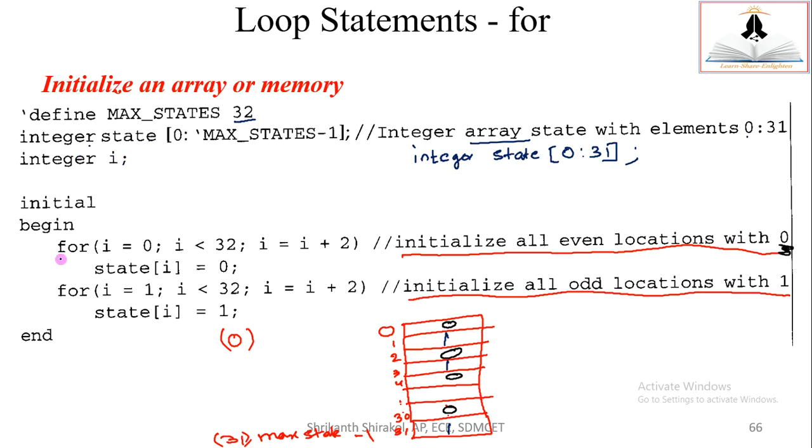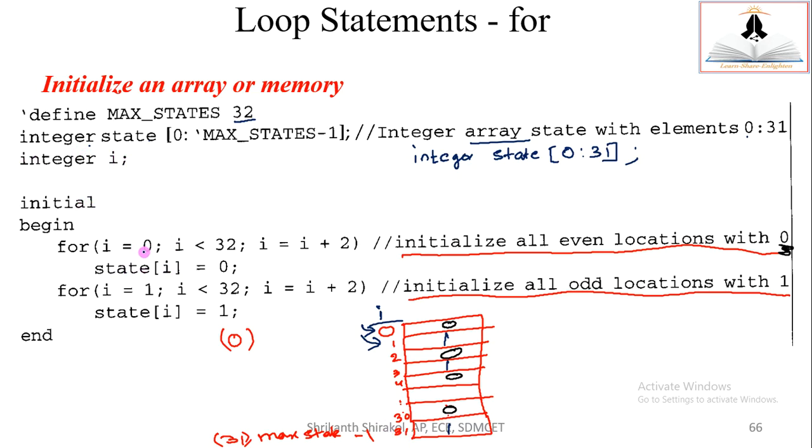Okay, so integer i is one more thing I want to define. Initial begin. First, a for statement to initialize all the even locations. Initially, I want to start the index, this is the i value, okay? The address location will be pointed to by the i value. i is equal to 0, 1, 2, till 31 or 32, it is possible, because I have not defined any range, it can go up to 32 bits, 2 raised to 32. So till that, the range is there. So let us not worry.